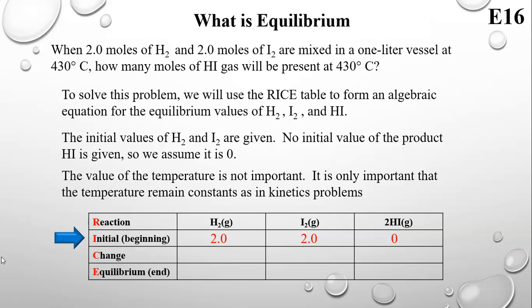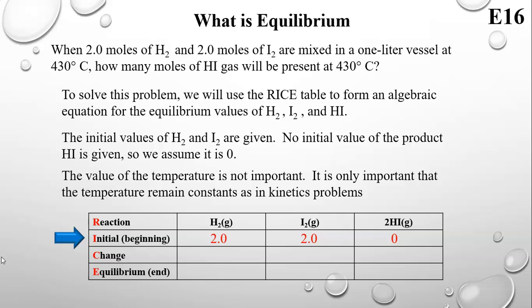So let's just start off with an example. When 2.0 moles of H2 and 2.0 moles of I2 are mixed in a 1 liter vessel at 430 degrees centigrade, how many moles of HI gas will be present? So there's the reaction down there in the ice table. It's under the reaction line, and it shows you that H2 plus I2 is going to give you 2HI. So they've given you the initial concentrations, what you had at the beginning of the reaction. It was 2 moles of H2 and 2 moles of I2, and if they don't give you anything for the product side, the HI in this case, then you just assume it's 0.